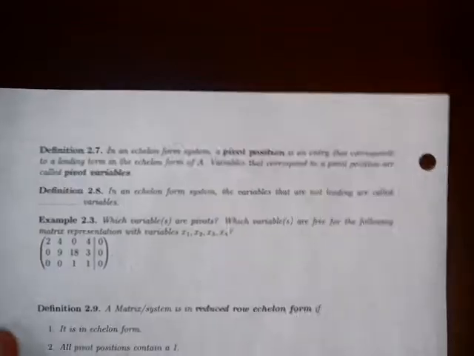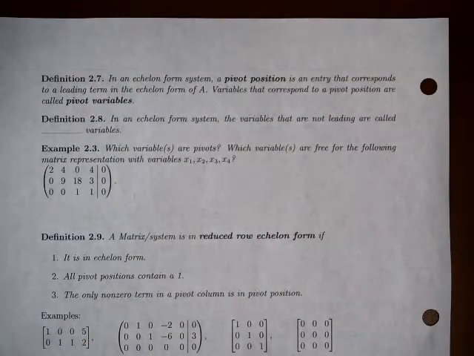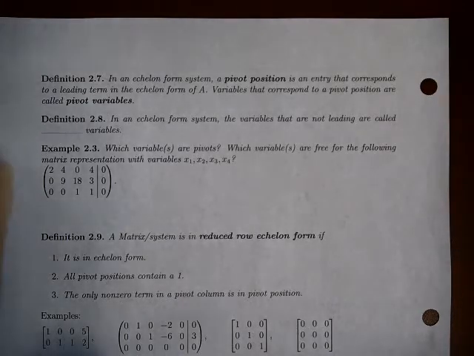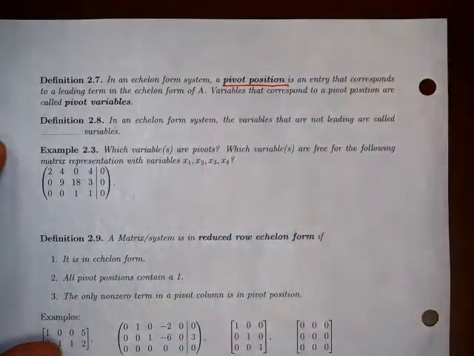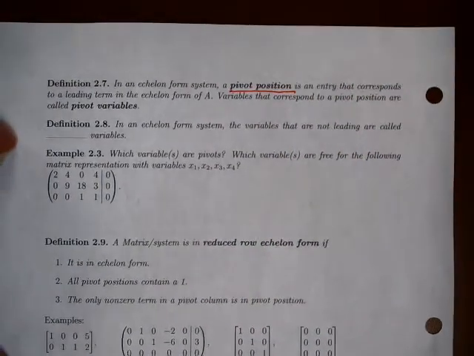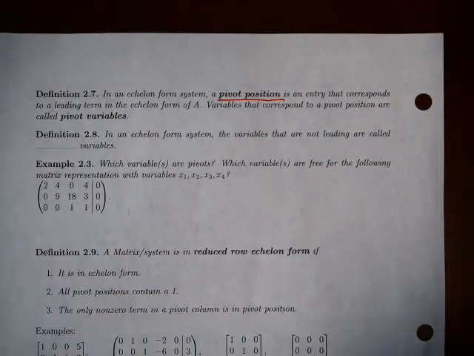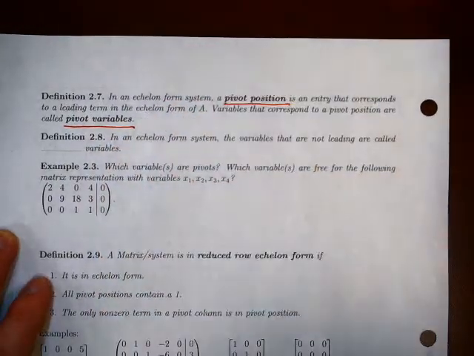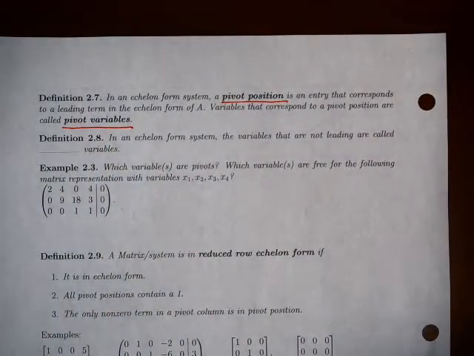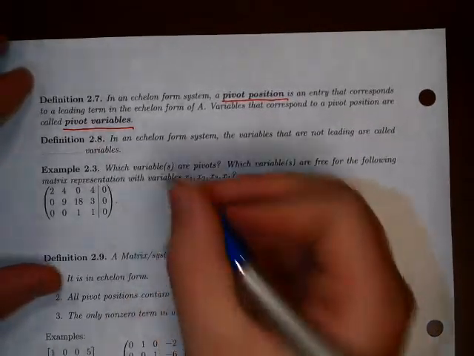Alright, so when we're in an echelon form system, a pivot position is going to be an entry that corresponds to a leading term in the echelon form. So you'll have to kind of hang with me for this section. I know it gets a little tedious and boring. Variables that correspond to a pivot position are going to be called pivot variables. Now in the echelon form system, variables that are not leading are going to be free variables.